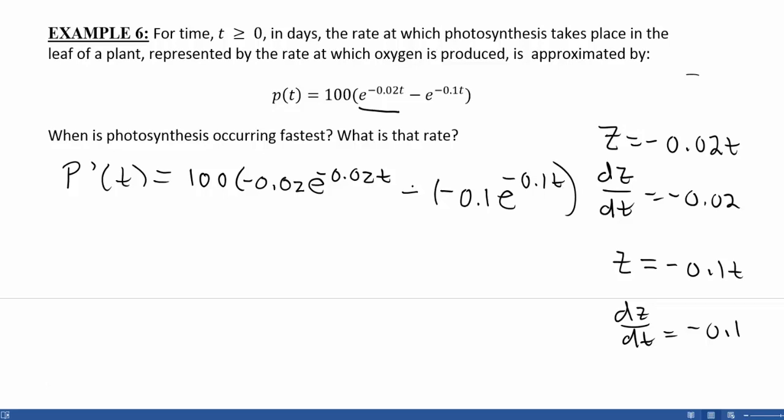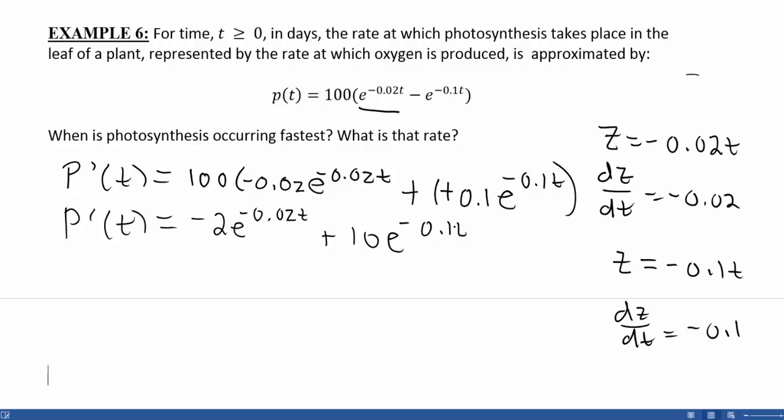Notice that this is a negative and this is a minus, so those can cancel. So to make my algebra a little bit easier, I'm going to multiply this 100 through to both terms. So that tells me that my derivative is going to be negative 2 e to the negative 0.02t plus 10 e to the negative 0.1t. And I want to know, when does that equal 0?